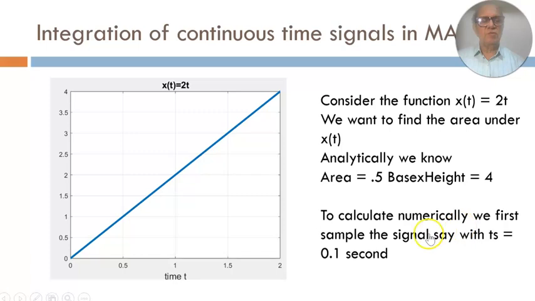To calculate numerically, we first sample the signal, say with Ts equal to 0.1 second. Now 0.1 second of course is not too small. The reason I have selected this is because then you can see the samples clearly and the technique can be explained easily visually. In actual practice, this could be smaller. For example, it could be 0.01, 0.001 and so on. But then it will be difficult to explain the technique. So just now I am taking Ts equal to 0.1 second.